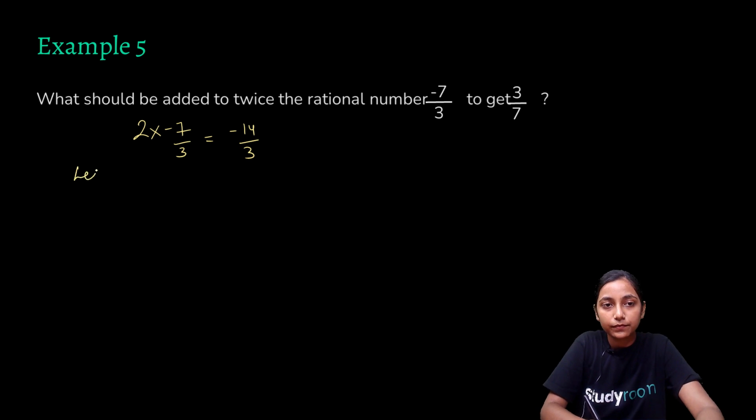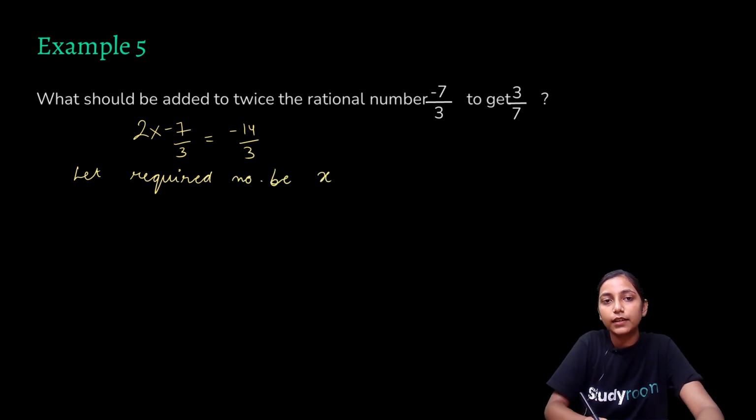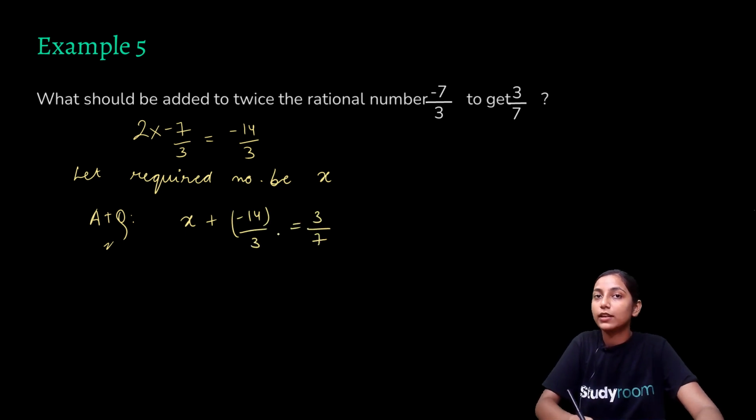Let the required number be x. What should be added to twice the rational number minus 7 by 3? That is, we have to add x to minus 14 by 3 in order to get 3 by 7. So according to the question, ATQ, when we add x to minus 14 by 3, we are getting 3 by 7. Now we can solve this equation in order to find the value of x.